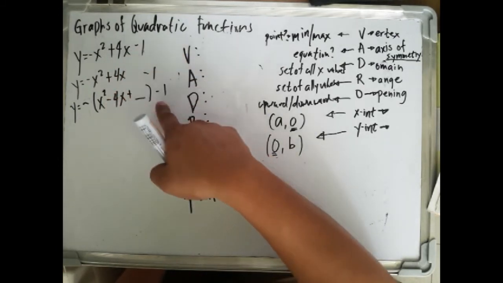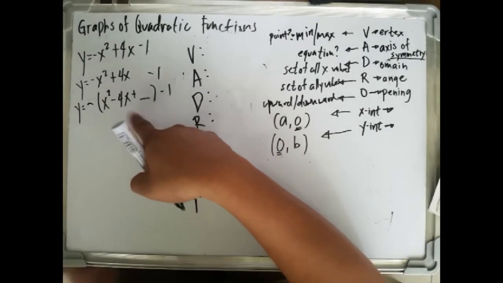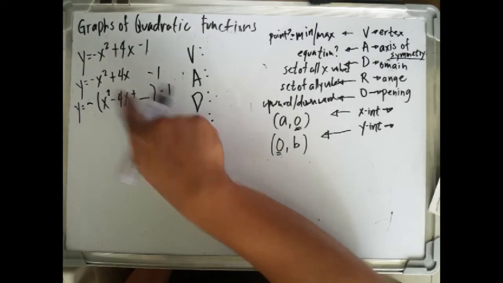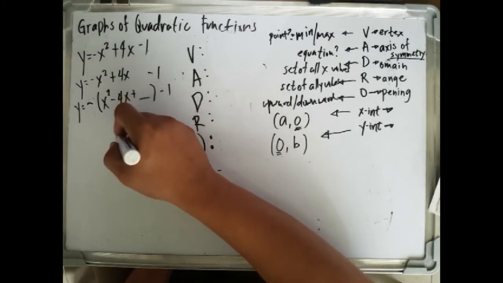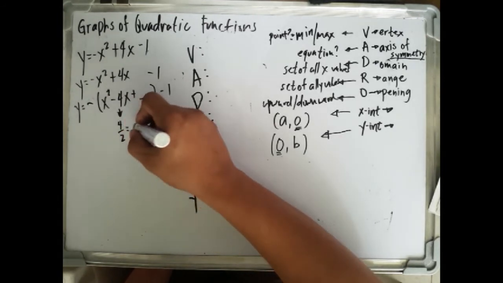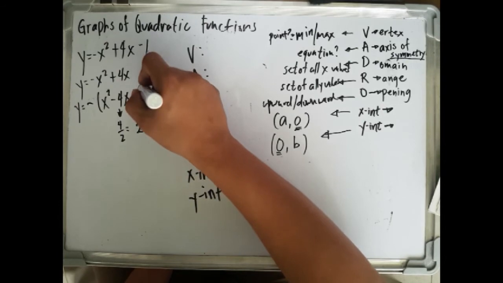So, hindi na bago yung sign ng minus 1. That's because yung nasa loob lang ng parenthesis yung ginagawa natin. So, what will you add here? So, gagawin natin is divide by 2 yung linear term. So, the answer is 2. And the answer, we will always square it. So, we will add 4 here.